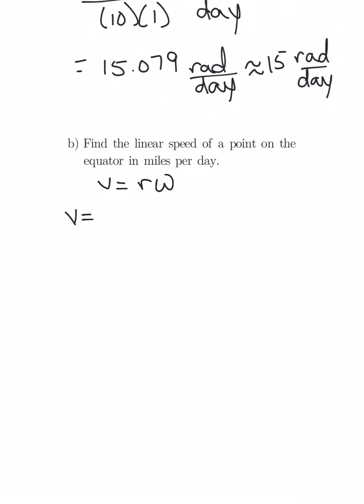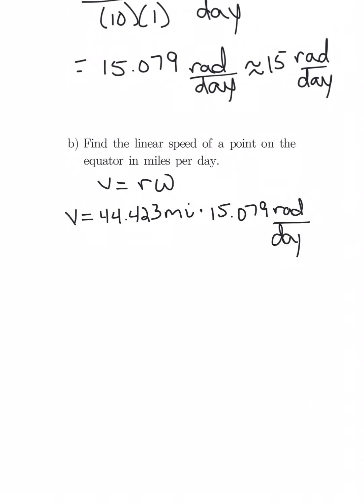So let's get started putting things into position. We were told that our radius is that funny number of 44.423 miles. We need to take that times our omega, which we just found. Now I'm going to use the decimal version, 15.079 radians per day.